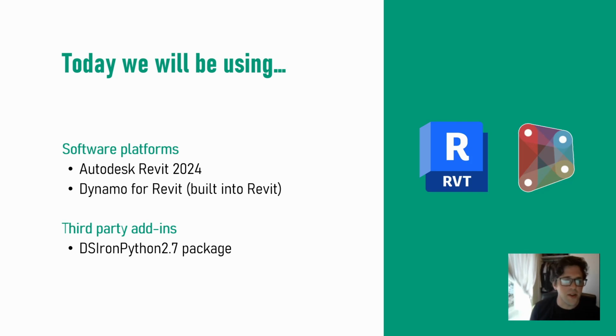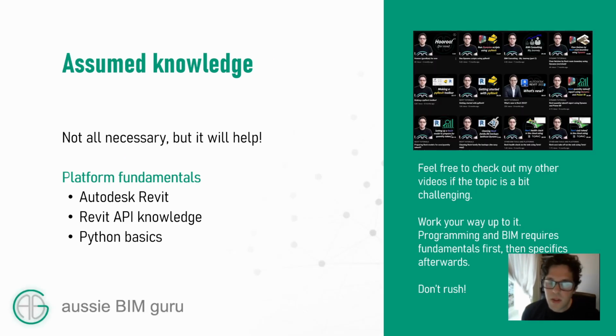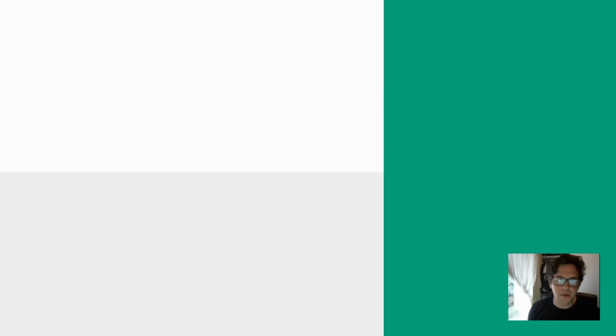So today I'll be using Autodesk Revit 2024 and Dynamo for Revit, as well as the dependency of the DS Iron Python 2.7 package, just so I can write in Iron Python, because that's my preferred dialect. I assume you'll have a little bit of knowledge in Revit, hopefully the basics of Revit API down pat, and some Python fundamentals, but I will explain most things as I go.